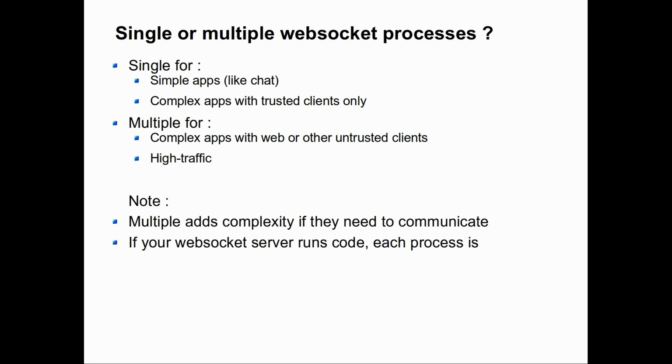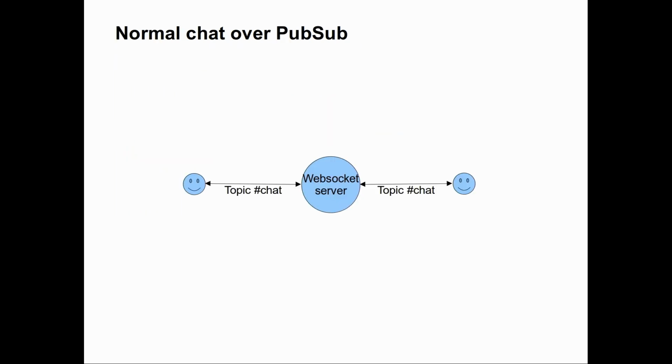Okay, I want to talk about a couple of less standard ways of using WebSockets. Normally, if you were to implement a chat, for example, as I discussed before, if you have a WebSocket server and you have two clients connecting to that WebSocket server, they can both subscribe to the topic chat. And then they can publish messages to the topic chat, and the WebSocket server will, using PubSub, automatically push any message that was received to everyone who is subscribed to that topic.